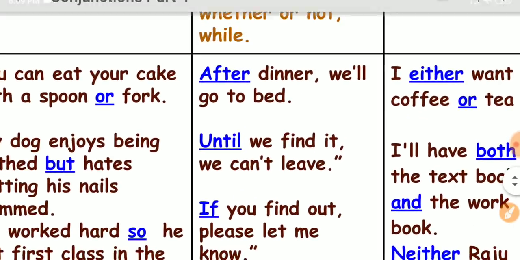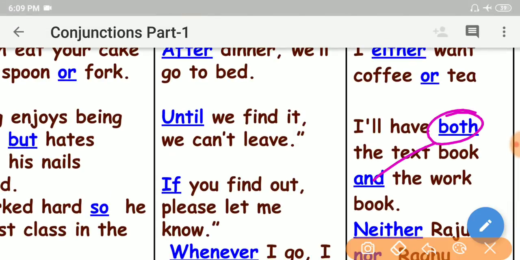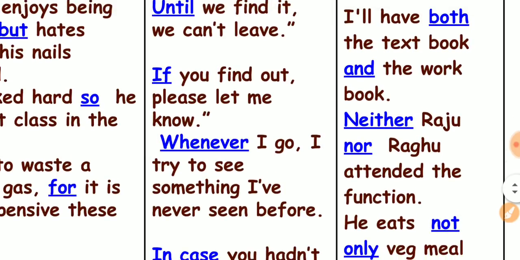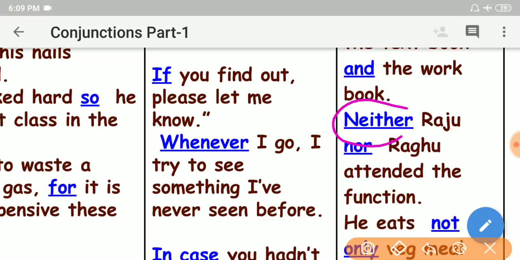Like this, both and are the two correlative conjunctions. I will have both the textbook and the workbook. Wherever you use both, you must use and as the correlative conjunction with that. If you want to use both as the conjunction, then and should also be used. That's why this is a correlative conjunction, my dear friends. Like this, neither Raju nor Raghu attended the function. Here also neither and nor are the two correlative conjunctions. They are used in a sentence at different places to make them work, my dear friends.